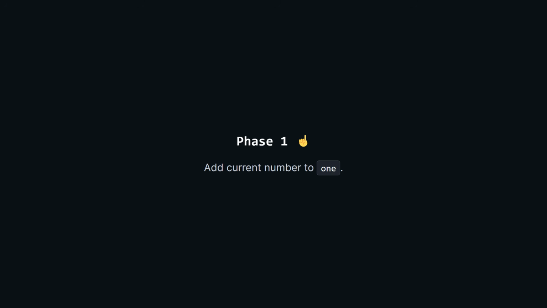As we go through our numbers, the first thing we do is add the current number to the list called 1.